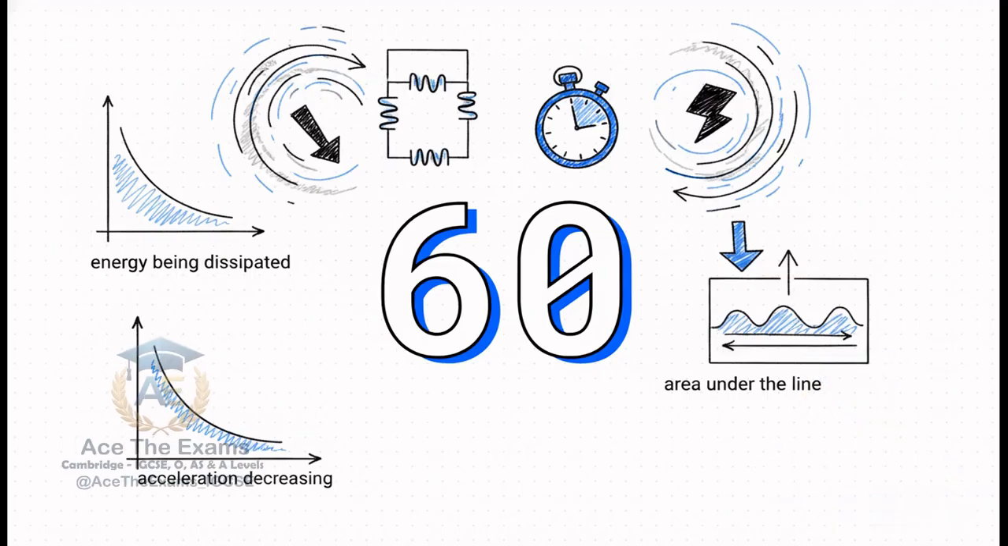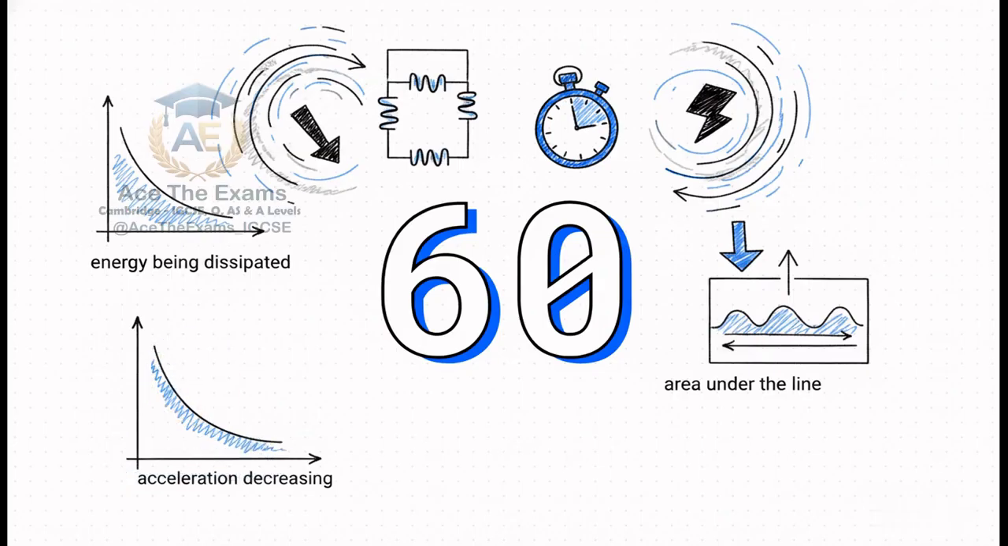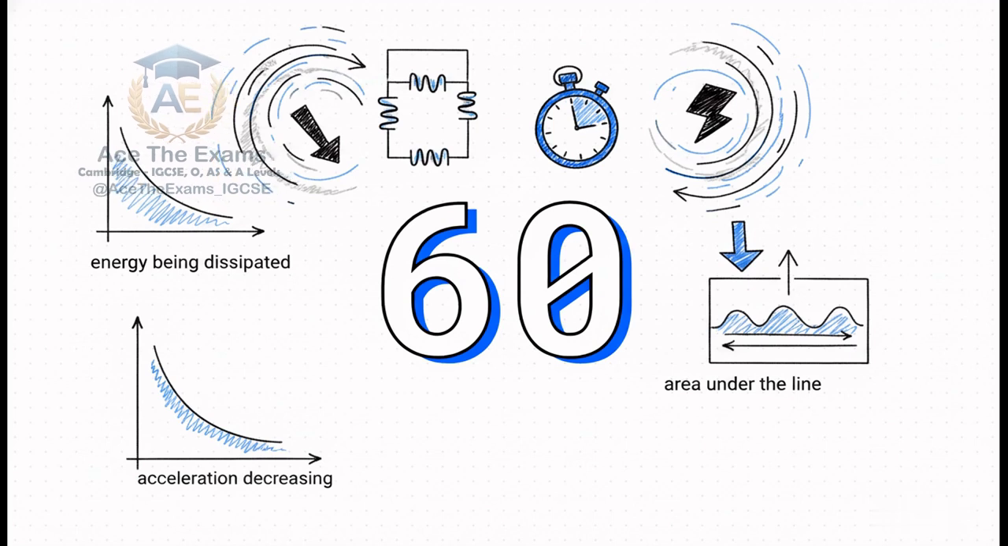I want you to pause this explainer, scan the complex data source on your screen right now, and mentally extract the core physical trend. Do not just look at the numbers as abstract math. Ask yourself, what is physically happening here? Is energy being dissipated into the surroundings? Is the acceleration decreasing over time?